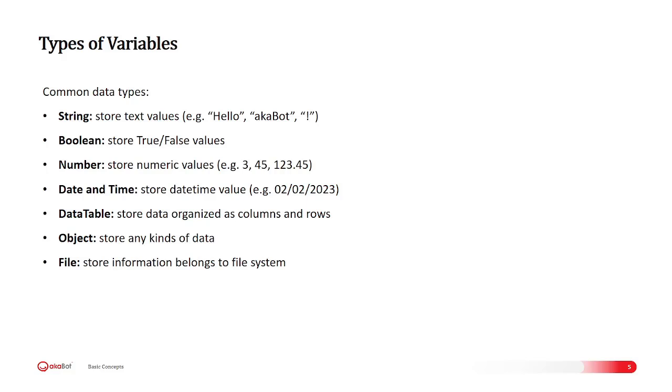For more flexibility, object is an all-purpose type that can hold any kind of data you need. And lastly, there is file, which links to files in your system. It's great for handling documents or file-based workflow. With these types, akaBot makes it easy to handle almost any kind of data for your automation tasks.